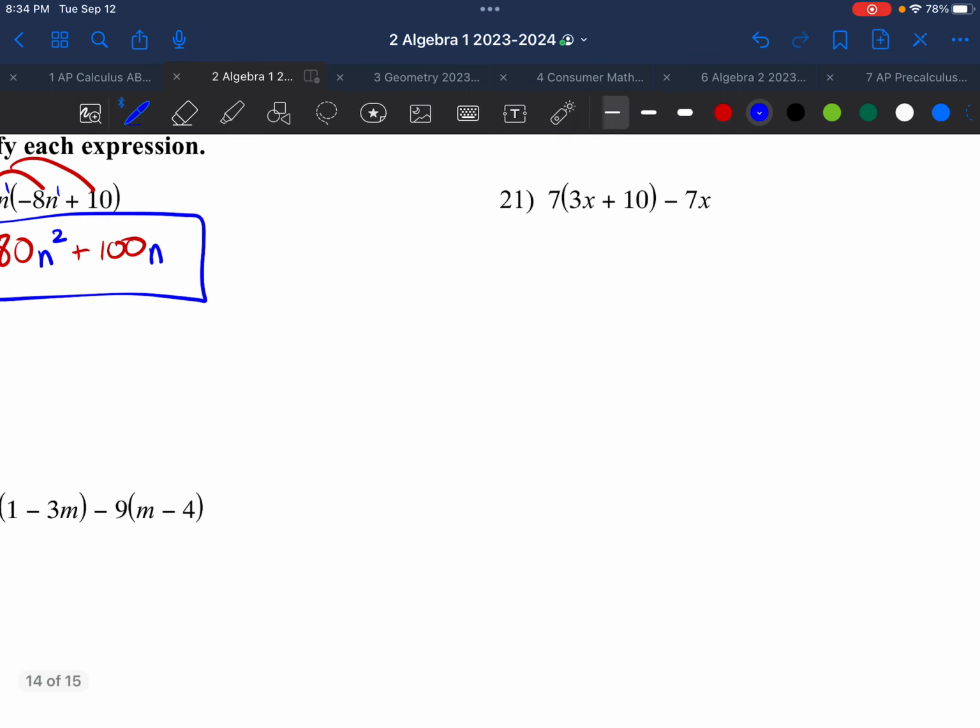In number 21, you kind of do the same thing. You're going to distribute the 7. 7 times 3x is a 21. Just leave the x. And 7 times 10 is a positive 70. Don't forget you have to drop down this minus 7x. This is going to be a minus 7x.